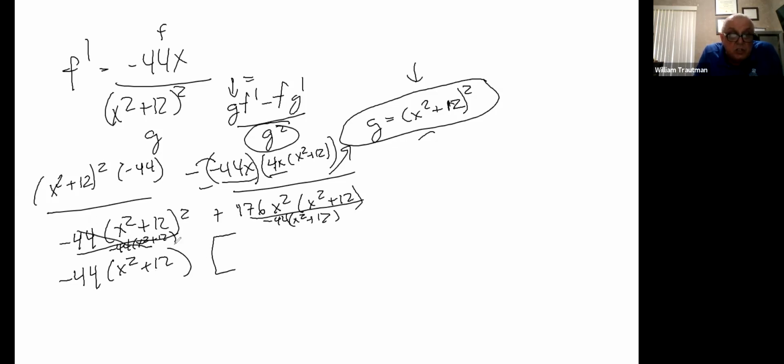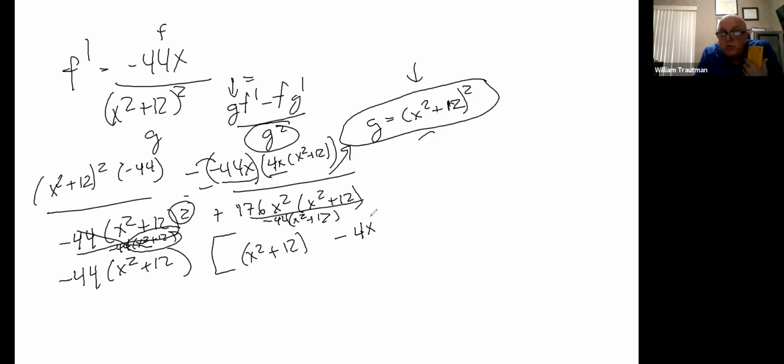This cancels, and I'm just left with 1 times x squared plus 12 in the first spot. You see there was an x squared plus 12 here, and it canceled out with one of these. Then 176 divided by negative 44, once again, is just a negative 4. I think, right? Negative 4 x squared.